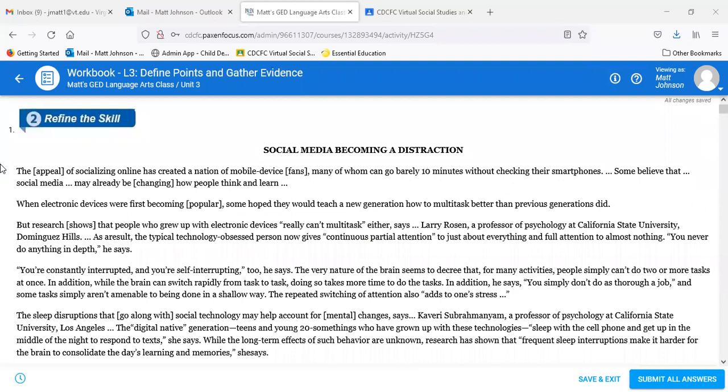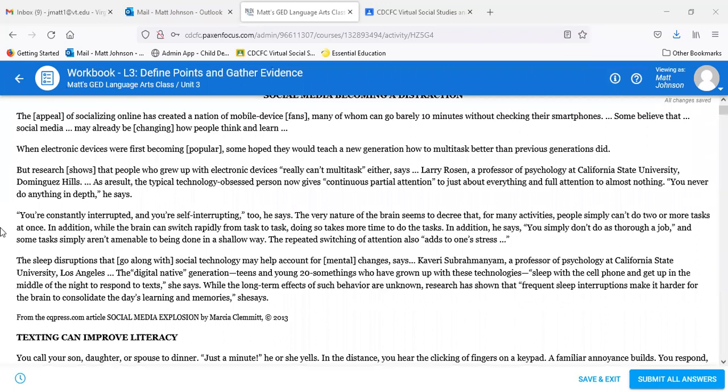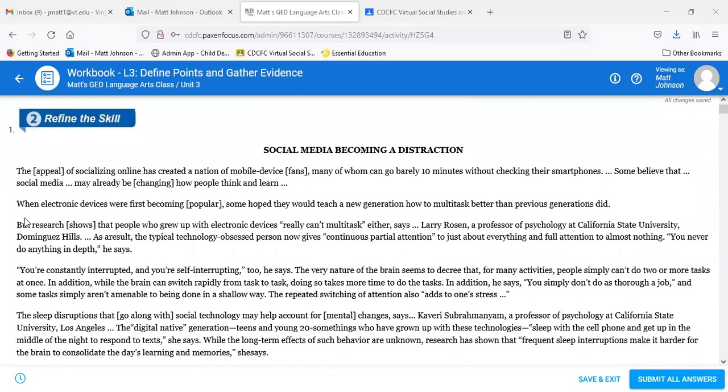I want to go ahead and reread these so we can have a refresher. I think some of y'all weren't here yesterday, so this will help us get thinking about these two passages. So you'll remember we had this lady, Marcia Clement, Social Media Explosion was the article, and talking about it becoming a distraction. And remember, 2013.